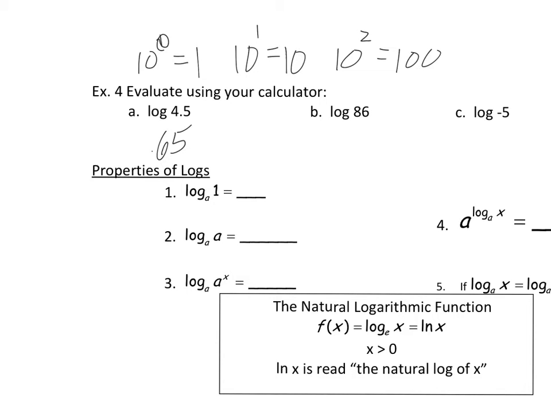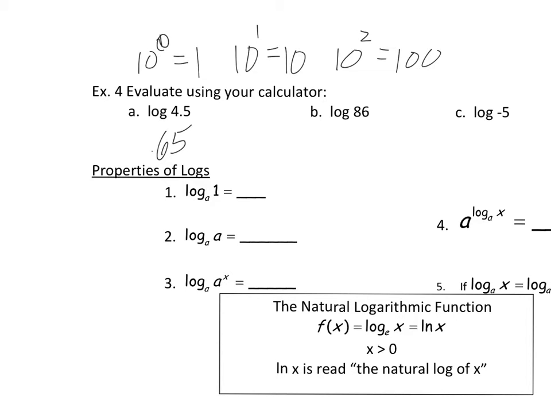Now here, log 86, we see that's between 10 and 100, because remember, this is the value, what the total base to exponent equals. It's called the argument in the logarithm. 86 is closer to 100 than it is to 10, so we're assuming it's going to be closer to 2 than it is to 1. A good estimate would be about 1.8 or so.